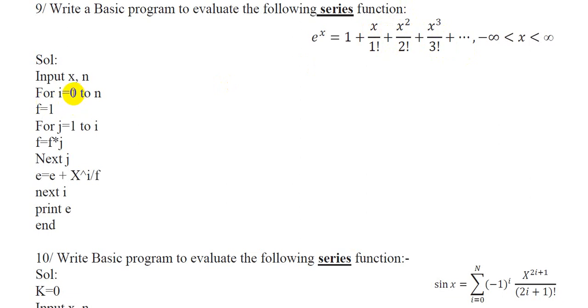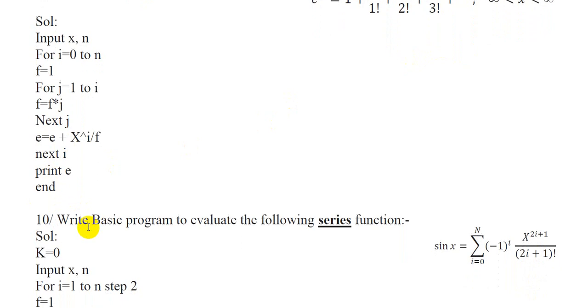For I equals 1 to n, f equals 1, in this case 1. F will be considered the factorial here. For j equals 1 to I, f equals f times j. Next j. Exponential in this case will be exponential plus x up to I over f. Just like we said, f will be considered as a factorial for the entire figures. The next I, then print the exponential function that we are aiming for, and conclude.